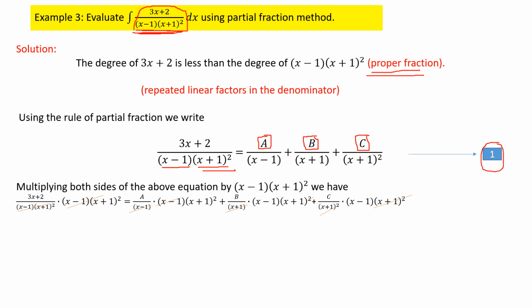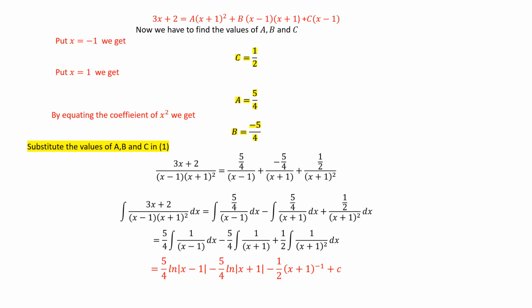In the next step, multiply equation number 1 on both sides by (x − 1)(x + 1)². If you cancel the common factors, we are left with this equation. Take it as equation number 2. From equation number 2, I can get the values of A, B and C. First I substitute x equal to −1 in equation number 2. I will get C equal to 1/2. Then I substitute x equal to 1 in equation number 2. I will get A equal to 5/4.